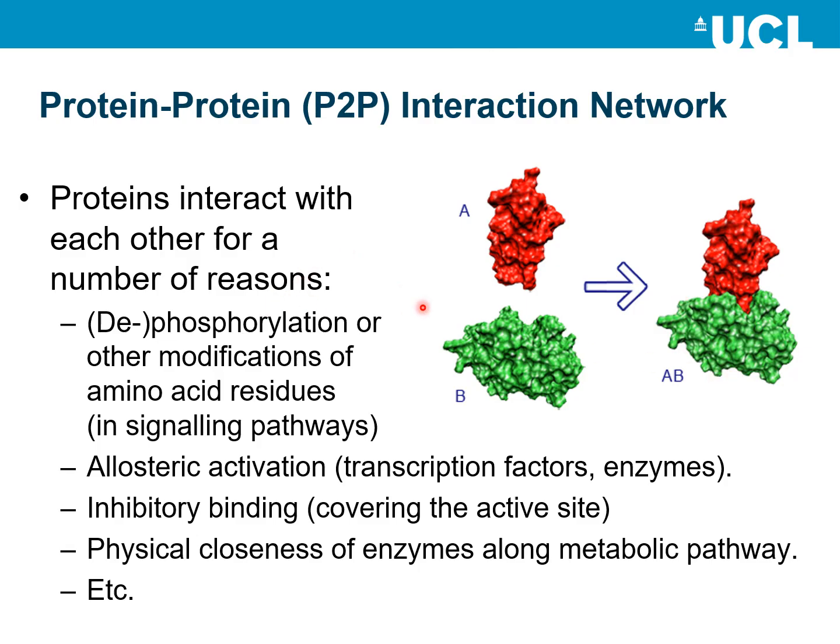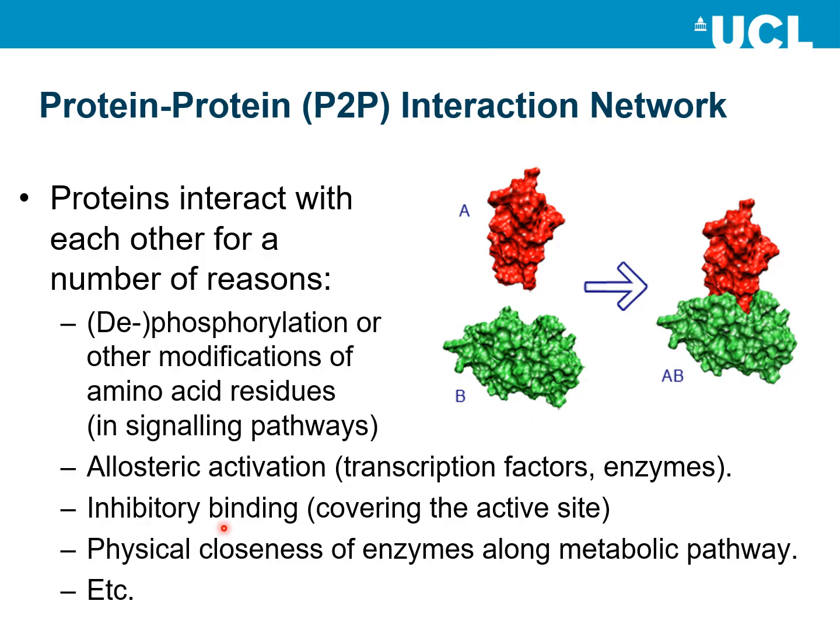How is it used? Well, for signaling pathways, this might be a kinase which is binding to another protein to phosphorylate it, or it might be a protein binding to actually take off a phosphate. It might be allosteric activation of a transcription factor. So this protein binds onto a transcription factor to change its shape, to actually activate it to bind to DNA to express a protein, or an enzyme to activate the enzyme to process a metabolite.